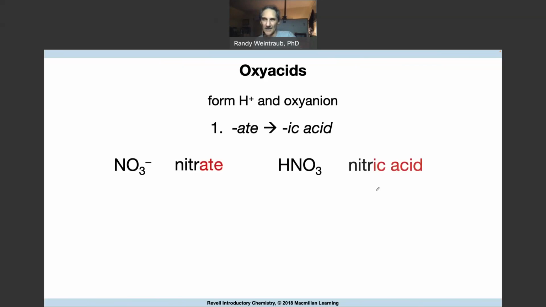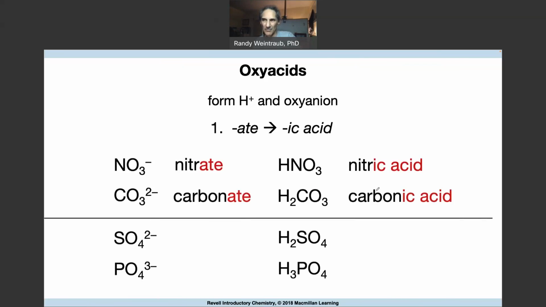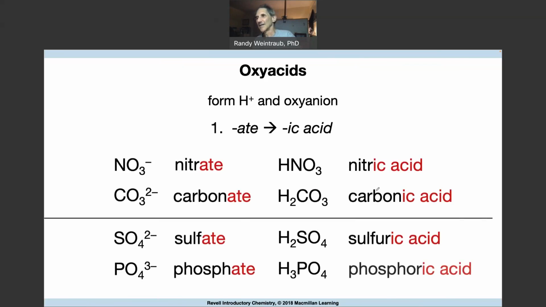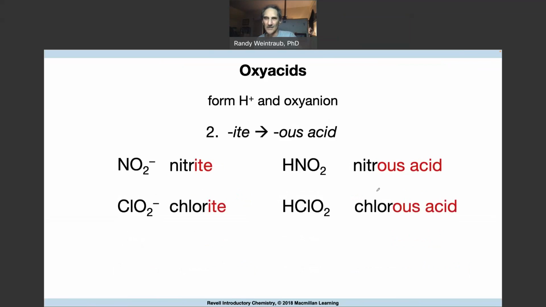Similarly, carbonate, the acid is called carbonic acid. Other acids are named similarly: sulfuric acid, phosphoric acid. Naming oxyacids, rule 2: when the anion ends in ite, we change the suffix of the acid to ous, as in nitrous acid and chlorous acid.